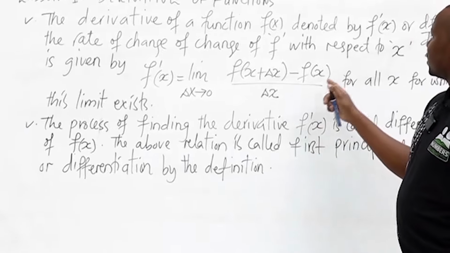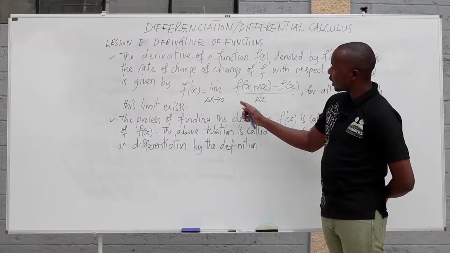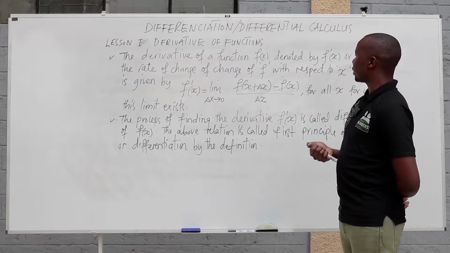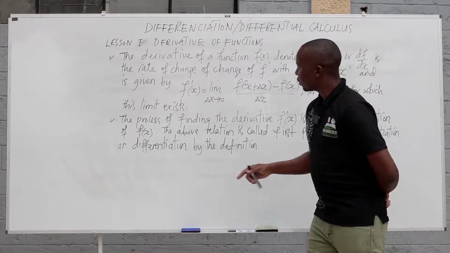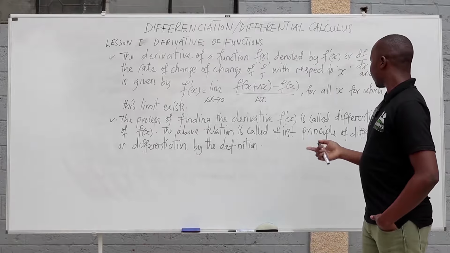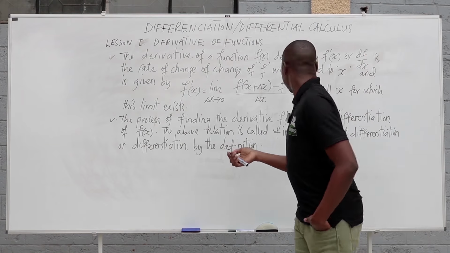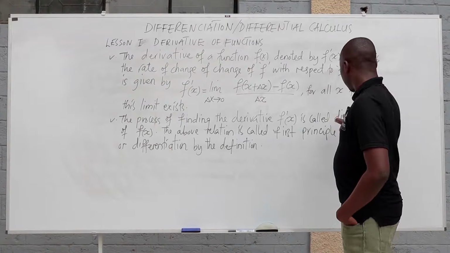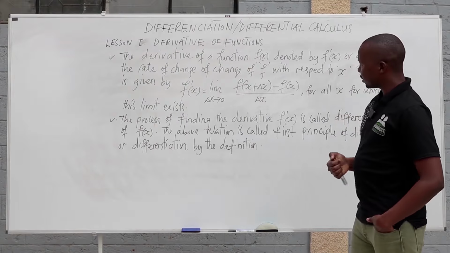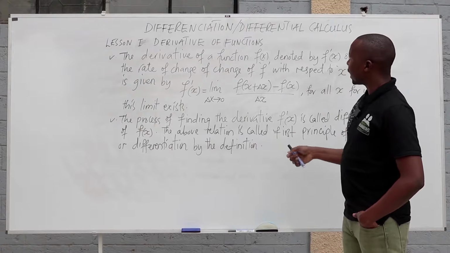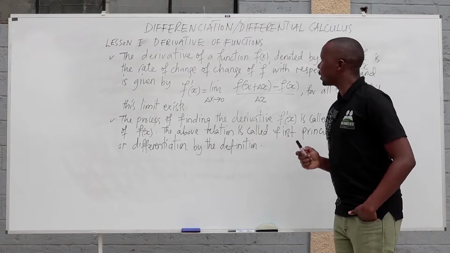If this limit exists for all values of x, then this relation becomes the derivative of the function with respect to x. And the process of finding the derivative of the function is called the differentiation of the function of x, or we can call it differentiation by definition. Now we are going to see geometrically how we can derive this formula.